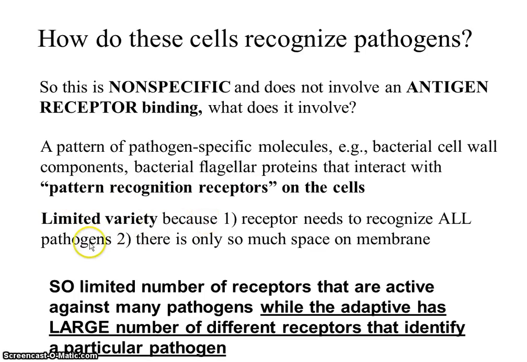And you don't really know the specific strain of E. coli or the specific strain of Listeria. You have identified that there's something foreign in the body and you need to do something. So again, limited number of receptors that are active against many pathogens. So it's not very good. You're limited in what you're trying to find. There are lots of different pathogens, and this means you're compromising your ability to recognize.